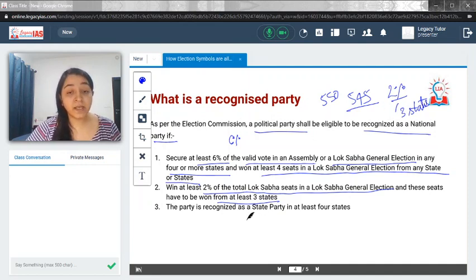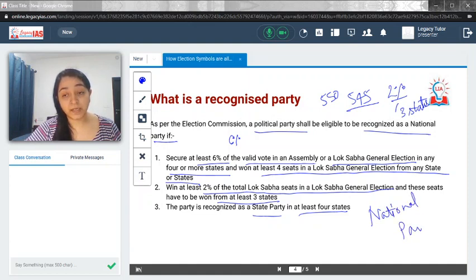Then finally, it is to be a state party in at least 4 states. So it could be a state party in 4 states. If any of these criteria is fulfilled, that particular party could be considered a national party. So this is how a national party gets its recognition by the Election Commission of India.